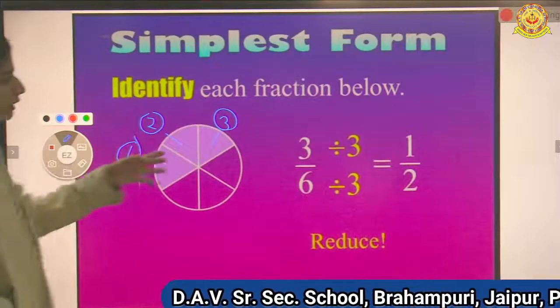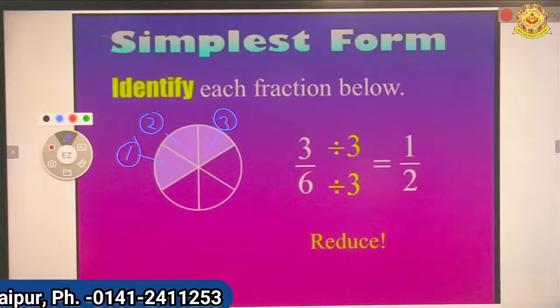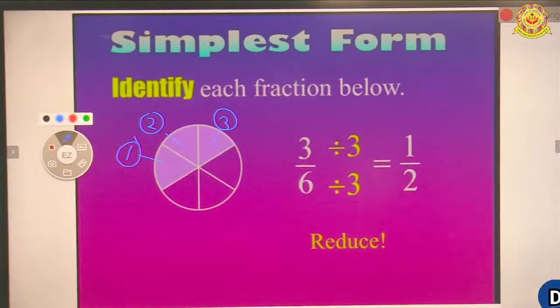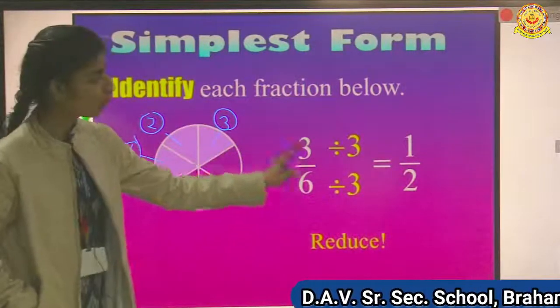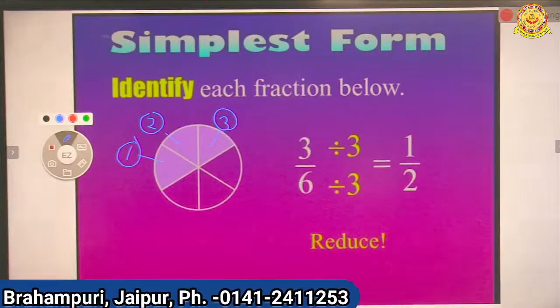3 divided by 3, 1. 6 divided by 3, 2. Clear? So we have reduced 3 upon 6 to 1 upon 2. The simplest form is 1 upon 2. Is it clear to all of you?